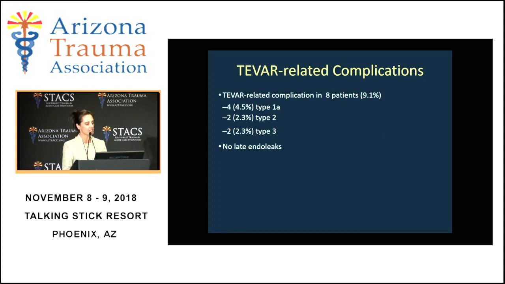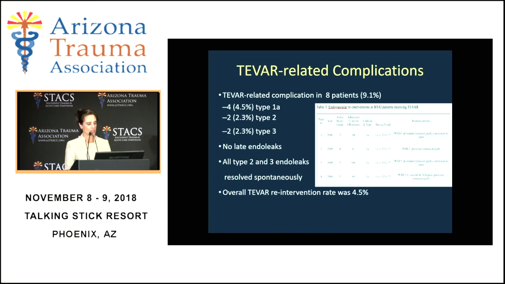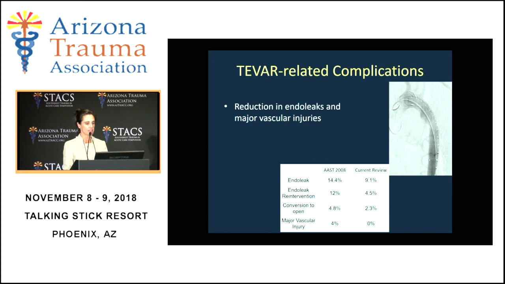In terms of complications, very minimal, especially compared to the previous literature. All the endoleaks were minor and resolved on their own. The overall TBR reintervention rate was 4.5%. So if you remember the AAST trial, the very first one, the initial one, was up to 20%, so we're certainly getting better. And open conversion, so from endovascular to open conversion, was only required in 2 patients.